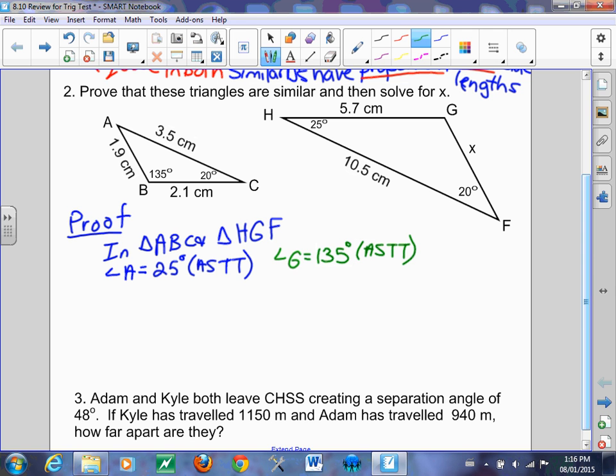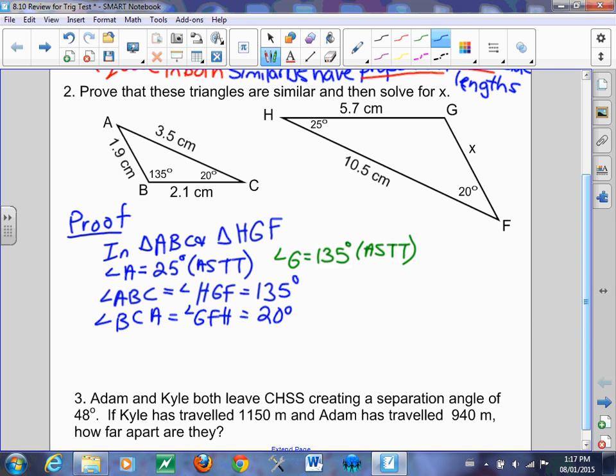All right, so now that we've found all the angles, what we can do is take a look at what angles are equal. So angle ABC equals angle, put it in order, HGF, because they both equal 135 degrees. So there's one angle proved to be equal, and let's prove one more. So let's go angle BCA equals angle GFH, and they equal 20 degrees because they're both the same. And if two angles in a triangle are the same, so must the third.